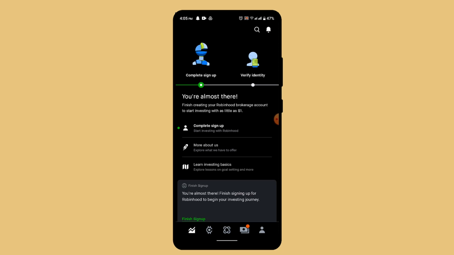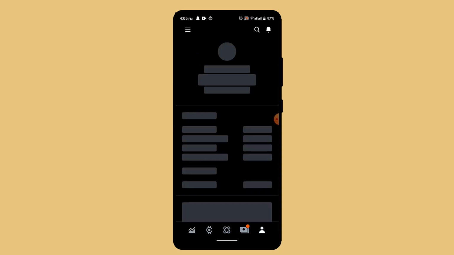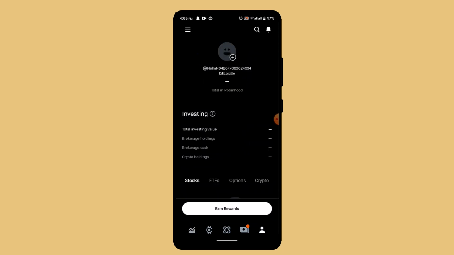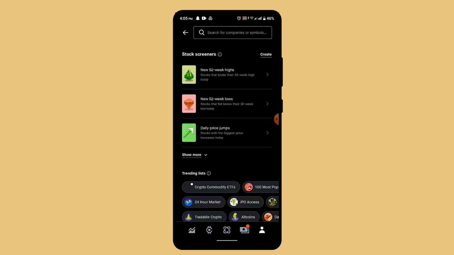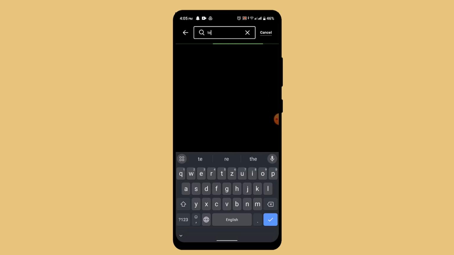Then you'll need to locate the stock or option position for which you would like to set a take profit. Go ahead and tap the profile icon. Next, you'll need to tap on sell or trade. Now locate what you actually want to go with. In my case, I'm going to go with Tesla.